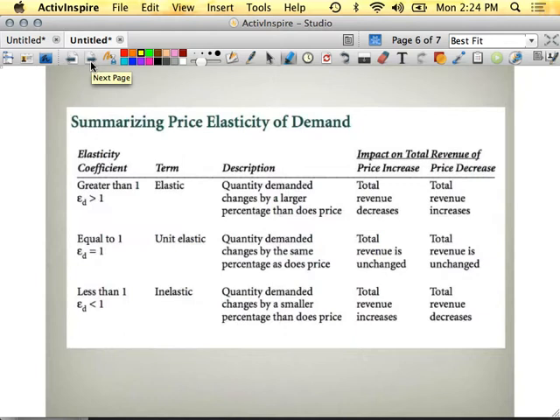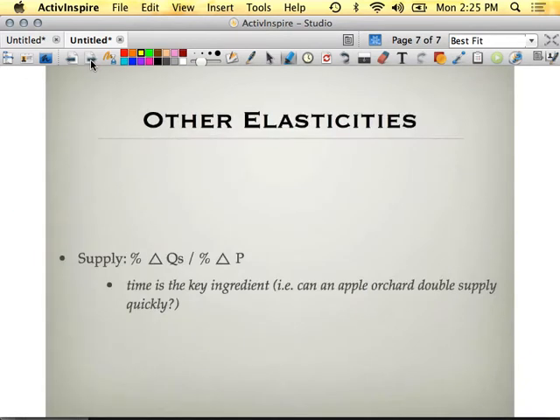Here's a summary slide. You can pause the video and just look at this, but it summarizes price elasticity of demand. The last one I want to mention is elasticity of supply, which is exactly what you would think, percent change in quantity supplied over percent change in price. The key idea here is time. If the price of apples doubles, you can't just make twice as many apples tomorrow. You probably need a whole season. But in terms of cutting hair, if the price of cutting hair goes up, you can hire more barbers immediately.